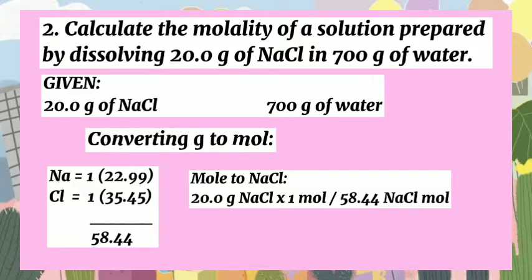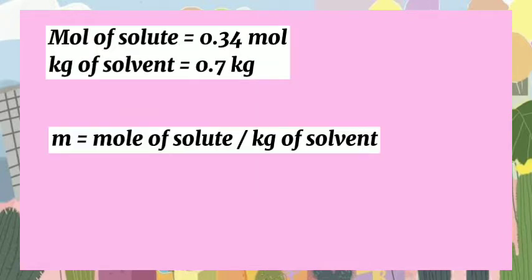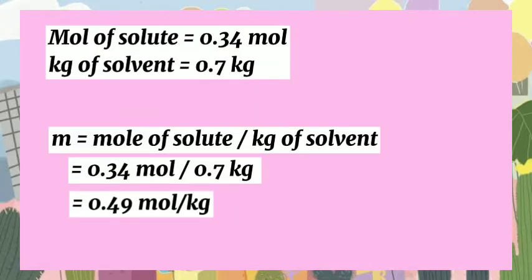So here is the conversion. First, we find the atomic mass of the compound, the sum of the atomic masses, then the mole. Then we convert the grams of water to its kilogram. After the conversion, we can now solve for the molality. That's moles of solute divided by the kilograms of solvent.